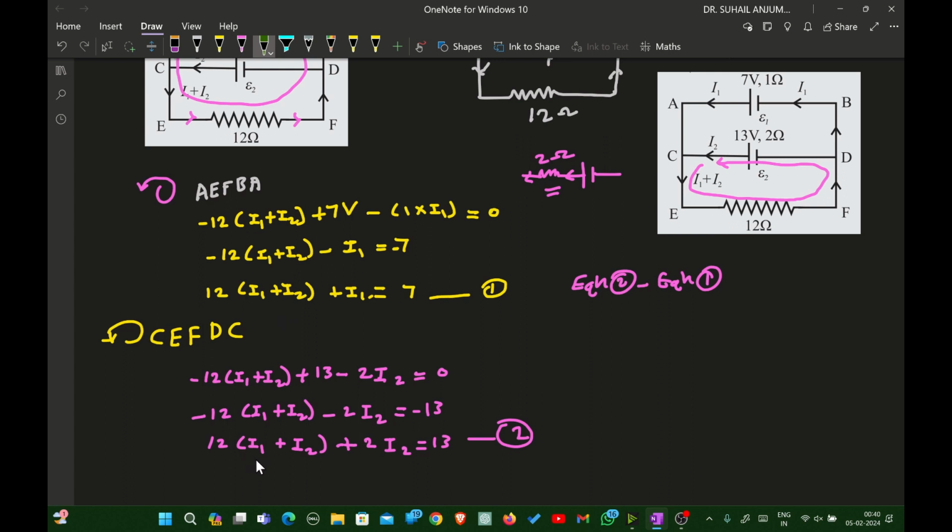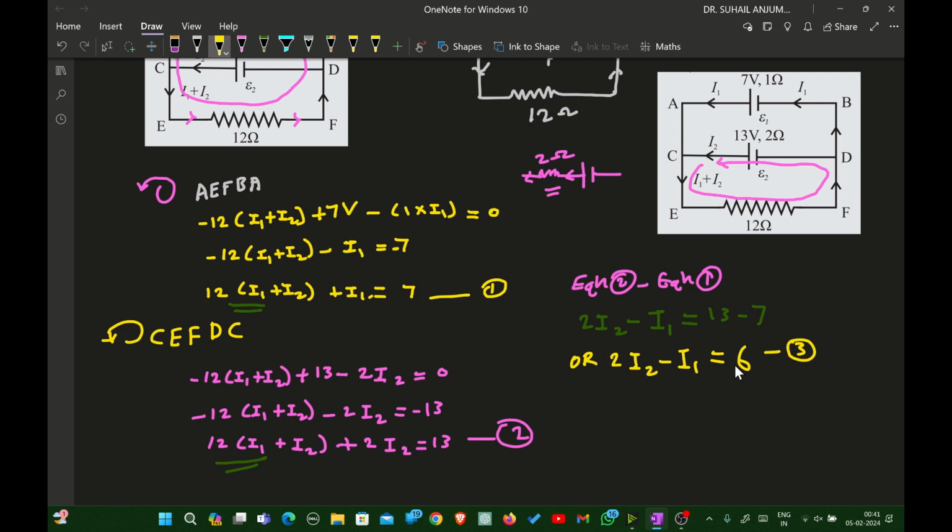See here, for equation 2 it is 12 times I1 plus I2, and here we have 12 times I1 plus I2 again. So 12 times I1 plus I2 minus 12 times I1 plus I2 will get cancelled. And this is nothing but 2 times I2 minus I1. So it will be 2 times I2 minus I1 equal to 13 minus 7. Or we can say that it will be 2 times I2 minus I1 is equal to 6. So this is our equation number 3.